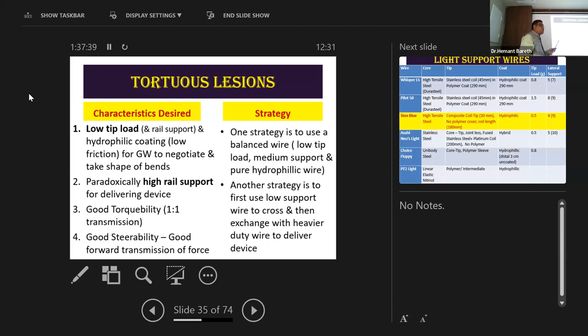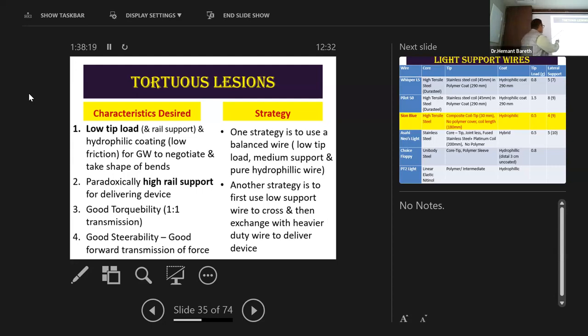So this is the problem: on one end you require a lower rail support for the wire to take those bends. On the other hand, you require a high rail support because ultimately you have to put devices through this particular situation. The third thing is, of course, good torqueability, because the bend is there, so you need to have 1:1 transmission so that when you bend it in one direction, it bends, and when it bends in the other direction, that bend has to be taken. So good torqueability and of course good steerability, which is the forward transmission. So these four characteristics are required.